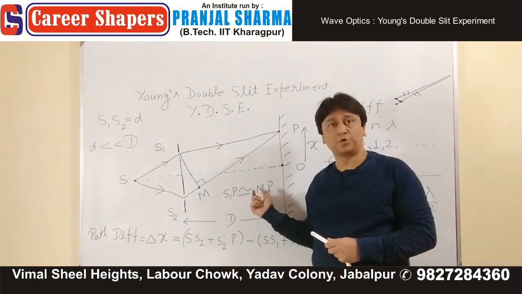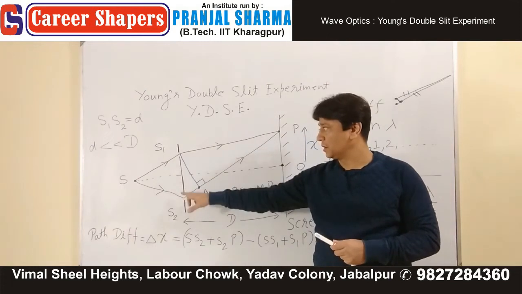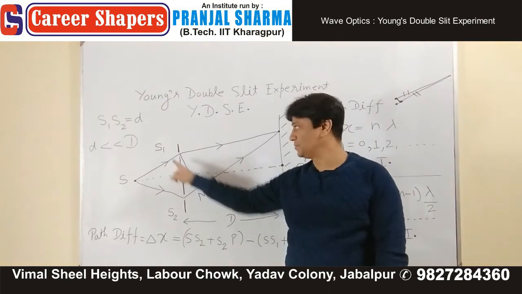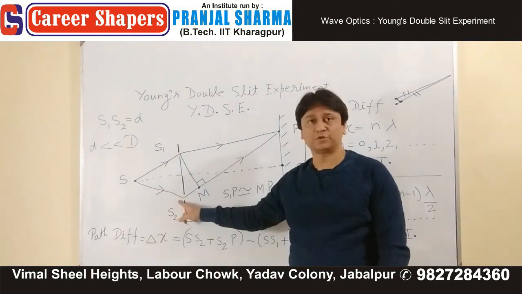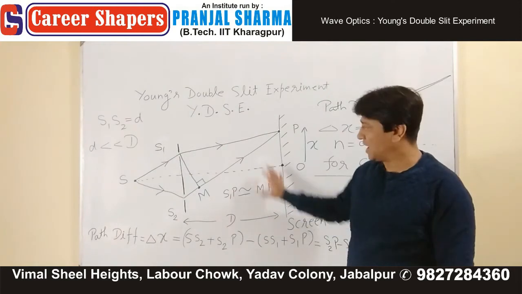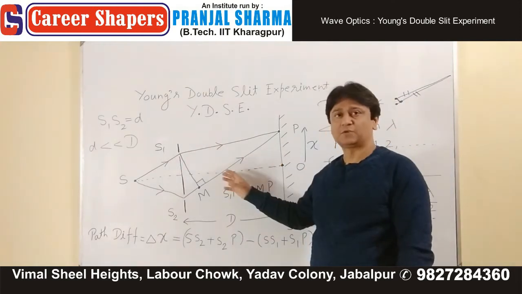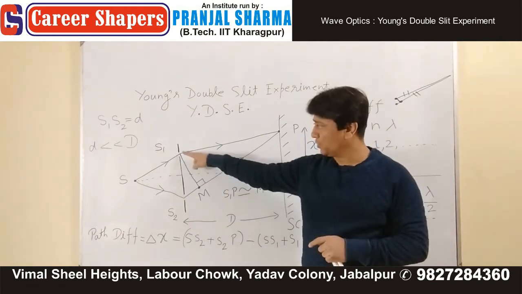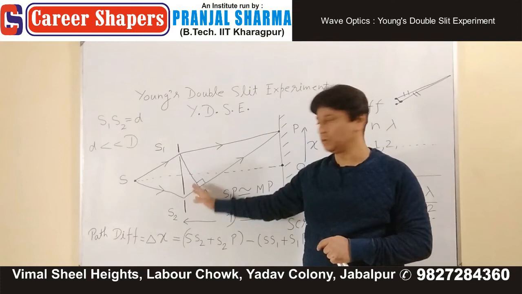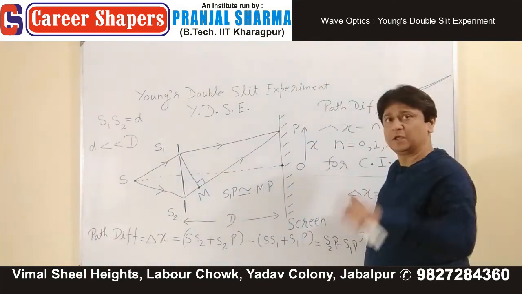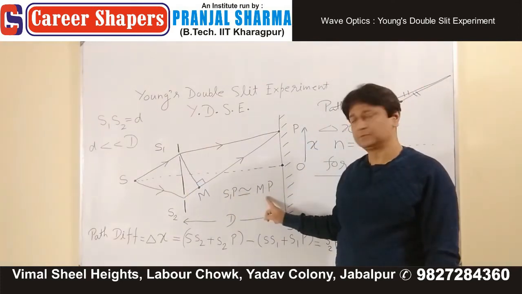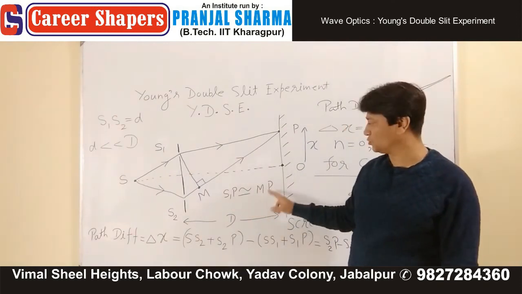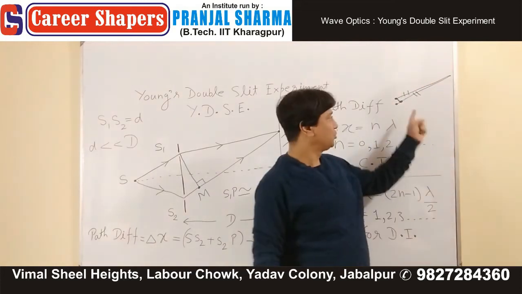This will not be true if a setup is exactly like this. If somebody keeps a light source here, another light source here, and a screen over here, then look at the triangle. In this triangle, you will never find that this length is equal to this. But if you decrease the separation between S1 and S2 and you increase this separation, then S1P almost becomes what? MP. That's what I have shown here.